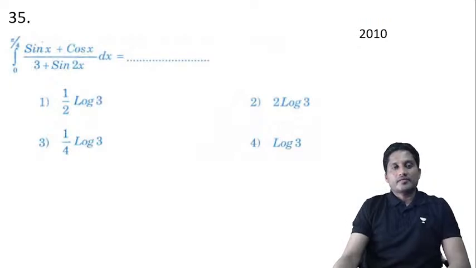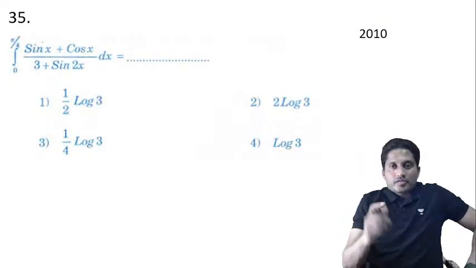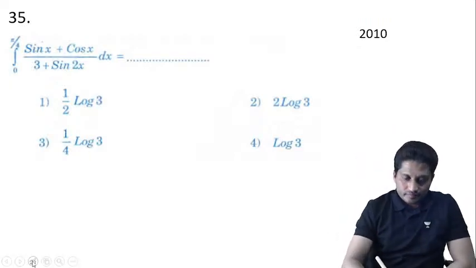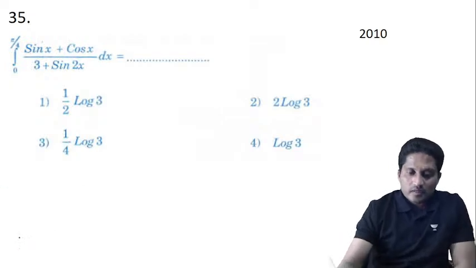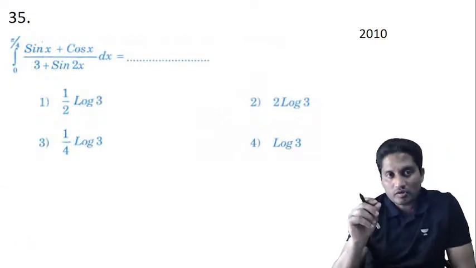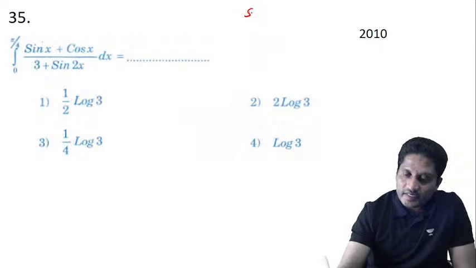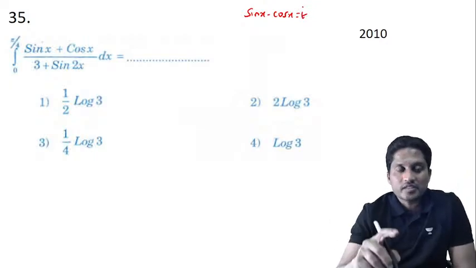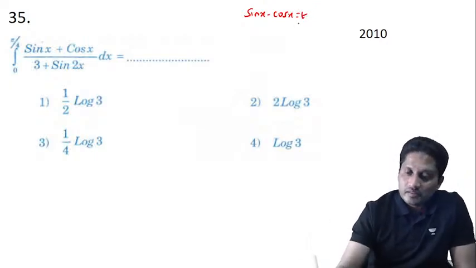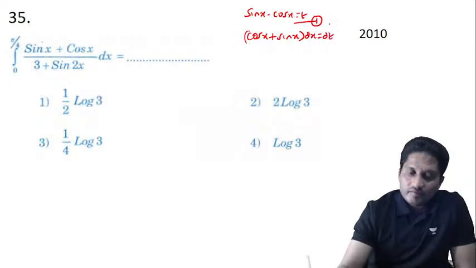Okay, question number 35. This was asked in 2010. Whenever you have sin plus cos in the numerator, you put sin x minus cos x is equal to t. And if you have minus, then you put plus. If I differentiate this, you get cos x plus sin x, and then dx is equal to dt.